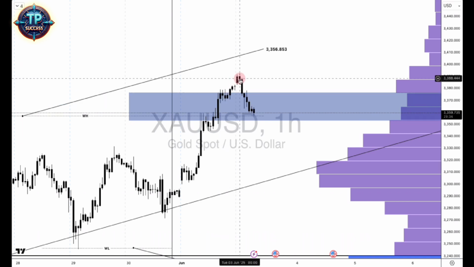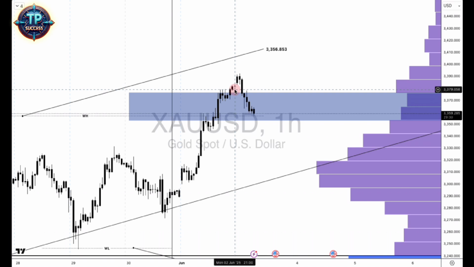Okay, right? If I was looking for entries on buys, in all fairness, I would have thought about maybe taking a buy at that level. I would have thought about that, right? But however, that didn't happen. So obviously, we didn't take buys. Price has now come back into the zone again. So it's now in the low value node area.